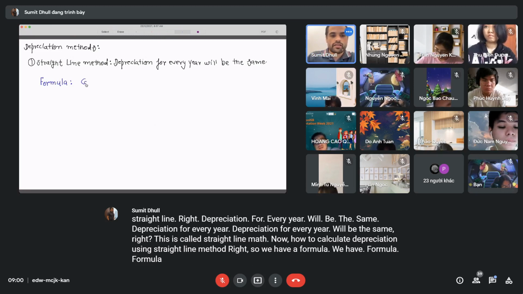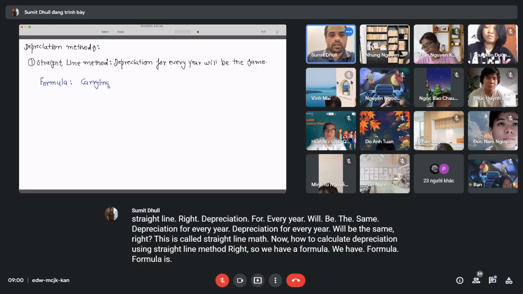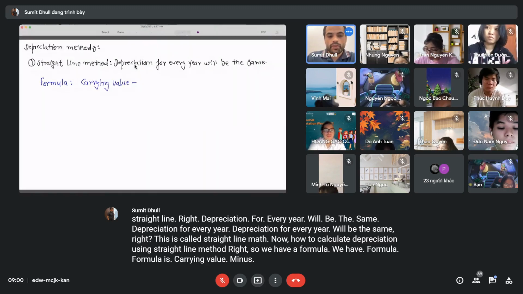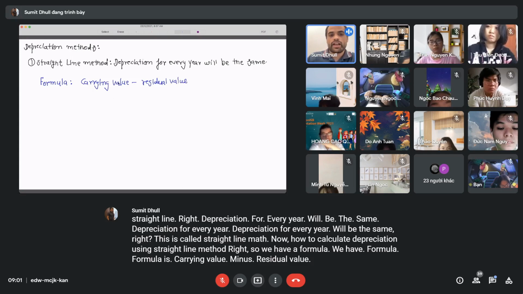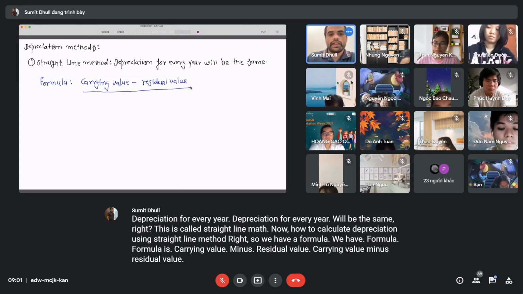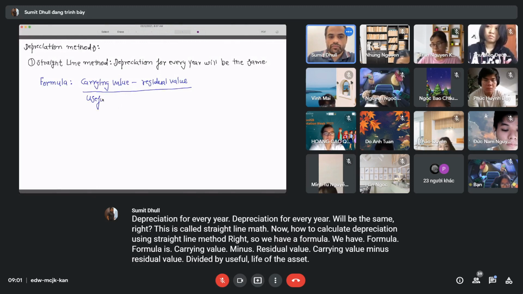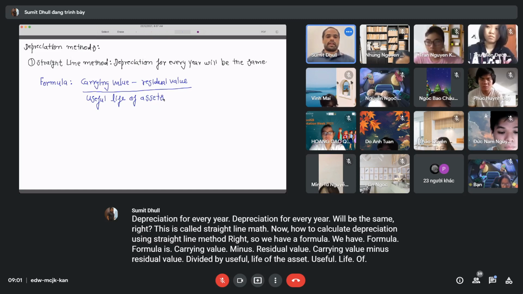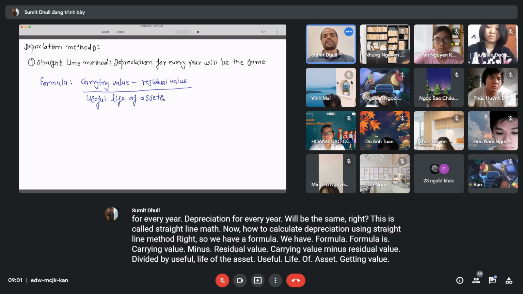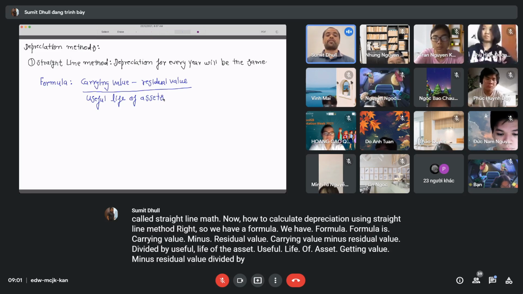The formula is carrying value minus residual value, divided by the useful life of the asset. Carrying value minus residual value divided by useful life of the asset.